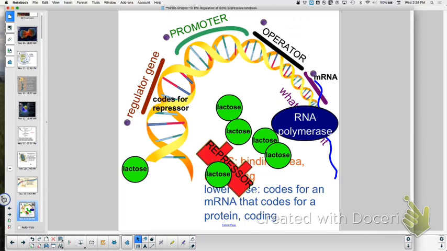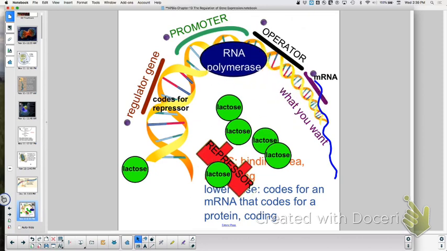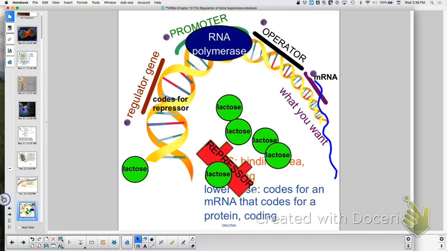Cyclic AMP. When cyclic AMP increases, it binds to a molecule called CAP. CAP is a transcription factor. CAP will assist RNA polymerase to bind to that promoter. If you do not have CAP helping RNA polymerase bind to the promoter, it won't bind, and then transcription will not take place.